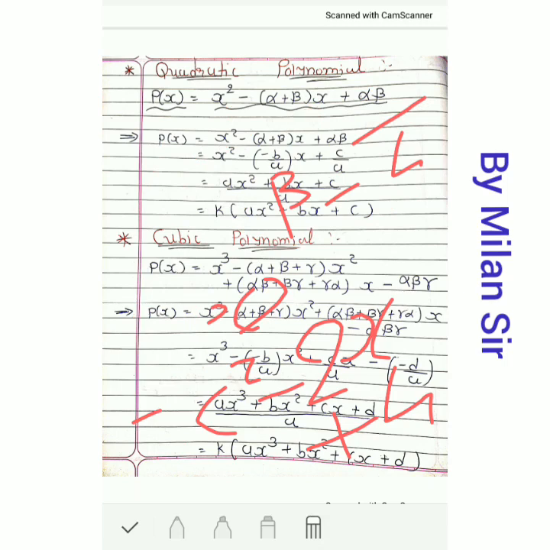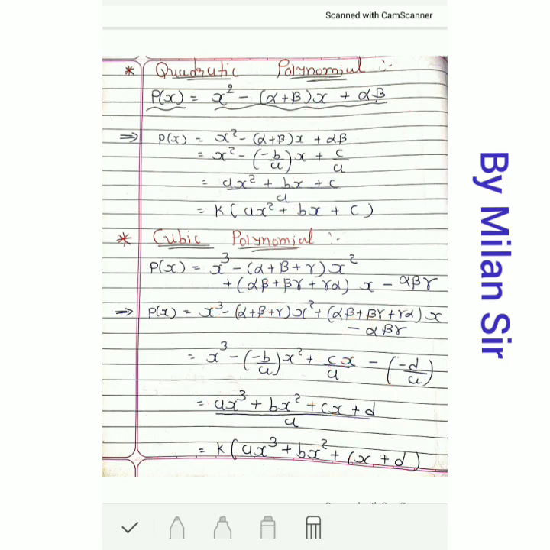Now, why does this happen? Just write down the formula x square minus alpha plus beta into x plus alpha into beta, and put the values of alpha plus beta and alpha into beta. Alpha plus beta means minus b by a. Alpha into beta means c by a. The minus sign is as per the formula, then alpha plus beta is again minus b by a, so I am writing in brackets minus b by a times x plus alpha into beta, that means c by a. Then take the LCM.